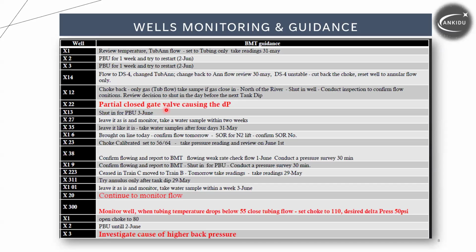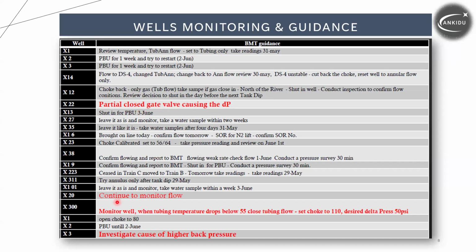We don't know the main reason why the well is not performing. There is a partial closed gate valve, so it's not changing our production flow path from tubing annulus to tubing only. The simulation, the model, is not telling us, because it's just changing the flow path, but we didn't notice in the field that the gate valve is partially closed.